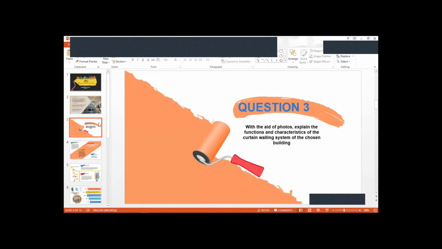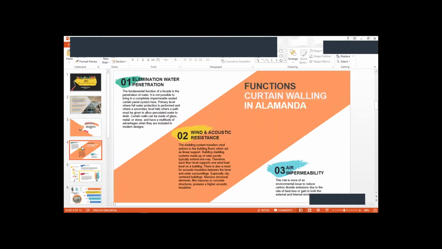For question 3, with the aid of photos, explain the functions and characteristics of the curtain wall system of the chosen building. So for the functions of the curtain wall in Alamanda, number one is elimination of water penetration. The main fundamental function of the facade is to prevent the penetration of water.